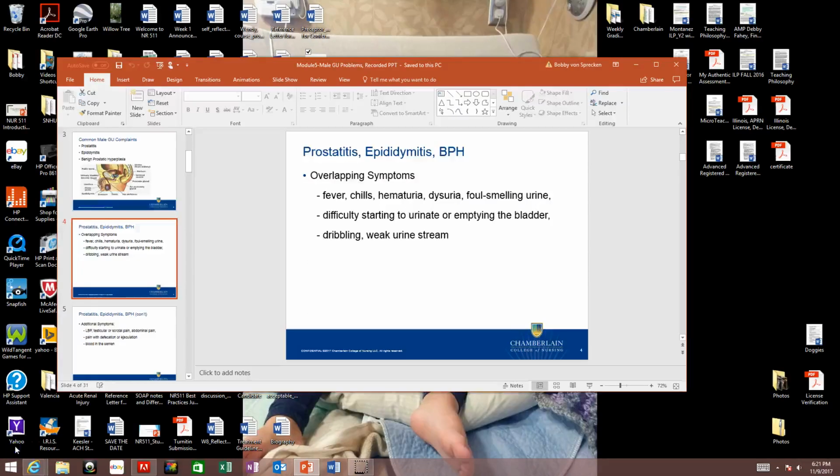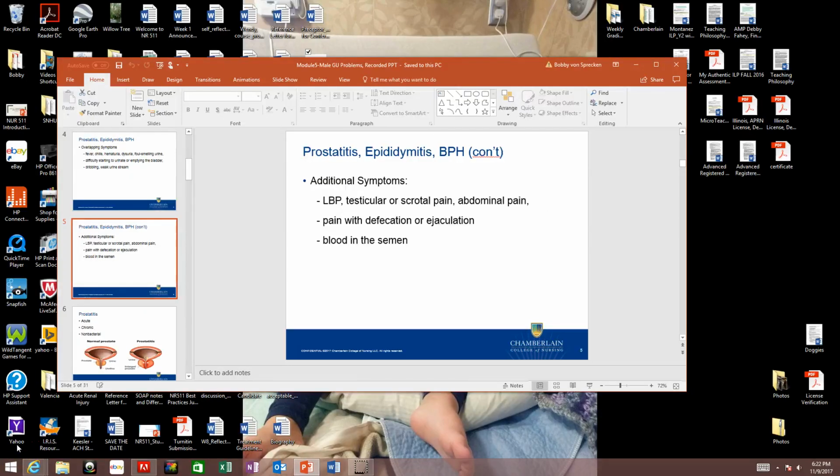The key to diagnosis is obtaining a thorough history and physical along with appropriate diagnostic testing. Let's start by taking a look at some of the overlapping symptoms or subjective findings for each disorder before we discuss them separately. Common presenting symptoms for all three conditions can include the following: fever, chills, hematuria, dysuria, foul-smelling urine, difficulty starting to urinate or emptying the bladder, dribbling, and a weak urine stream.